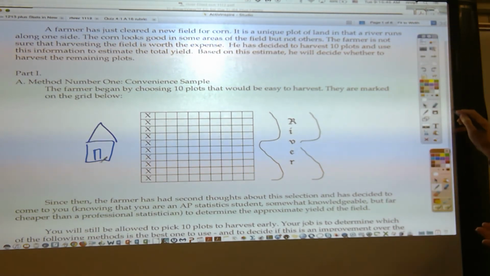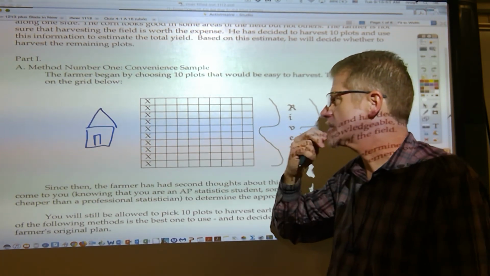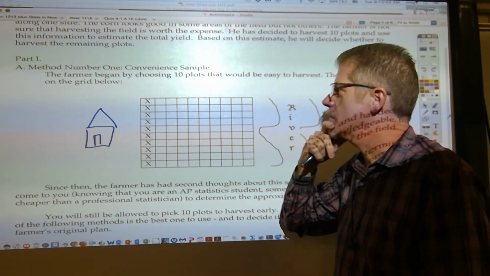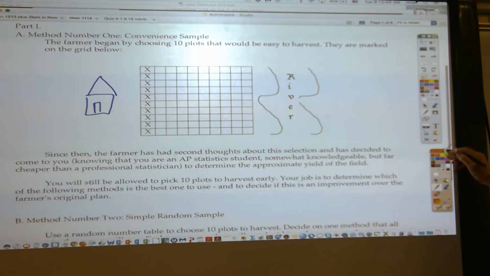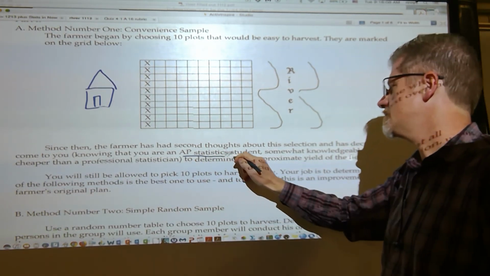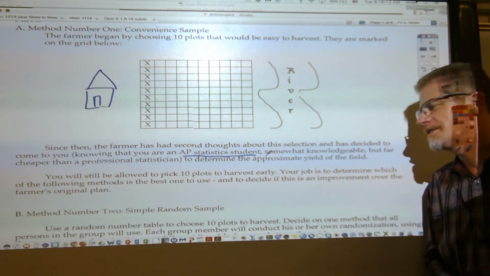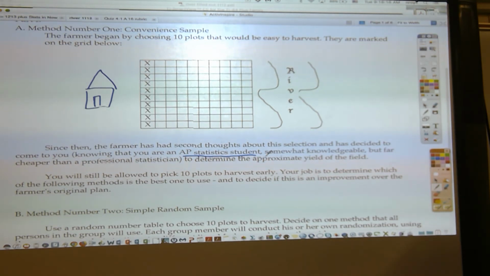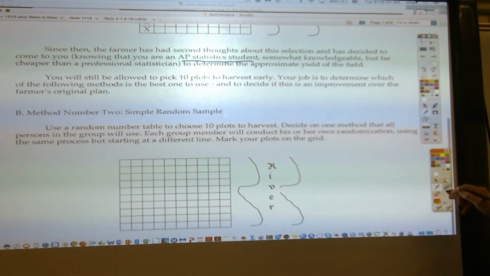Suppose we do a convenience sample. Let's just take the 10 plots that are closest to the farmer's house. Now, the farmer has had second thoughts about this selection, and he has decided to come to you. You're an AP Stats student, somewhat knowledgeable, but far cheaper than a professional statistician, so you don't charge very much. You'll still be allowed to pick 10 plots to harvest early. Your job is to determine which of the following methods is the best one to use and decide if it is an improvement over the original plan.